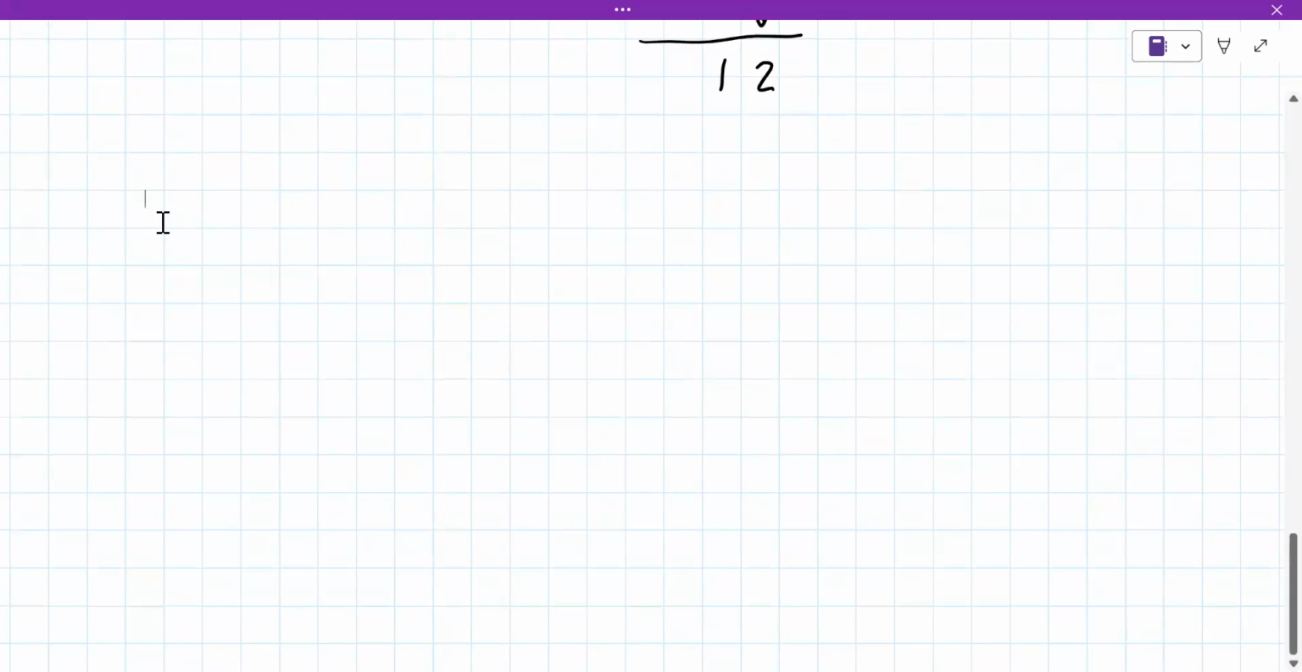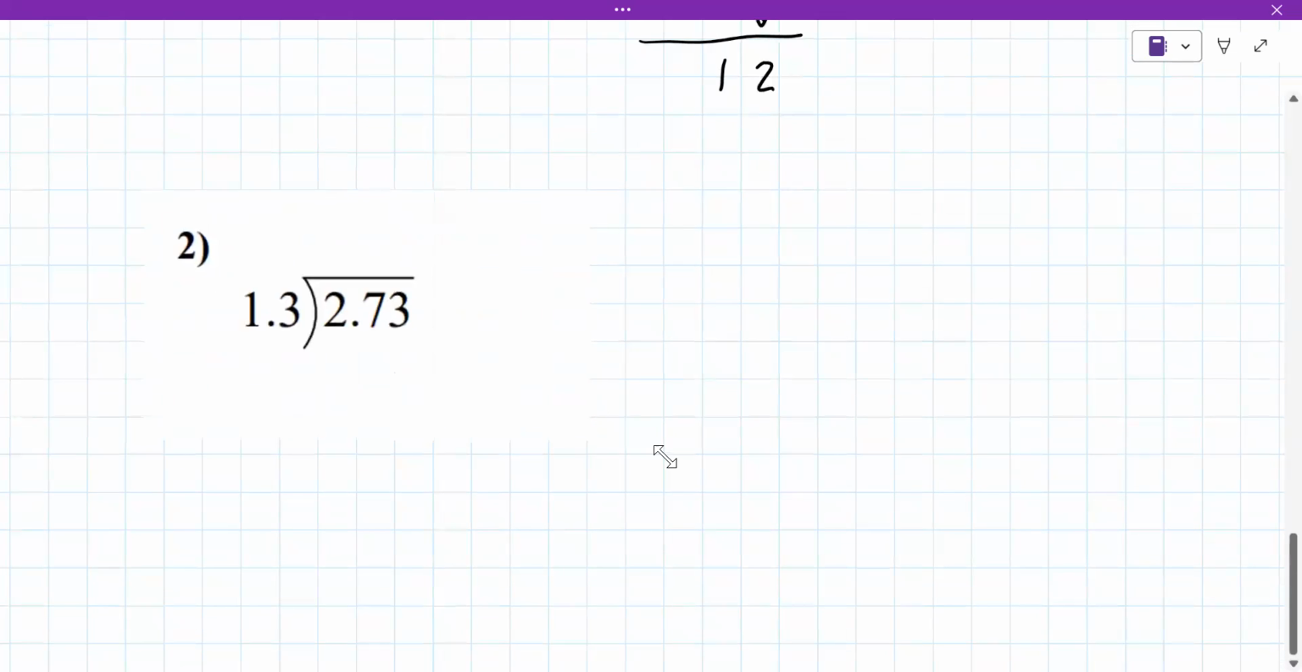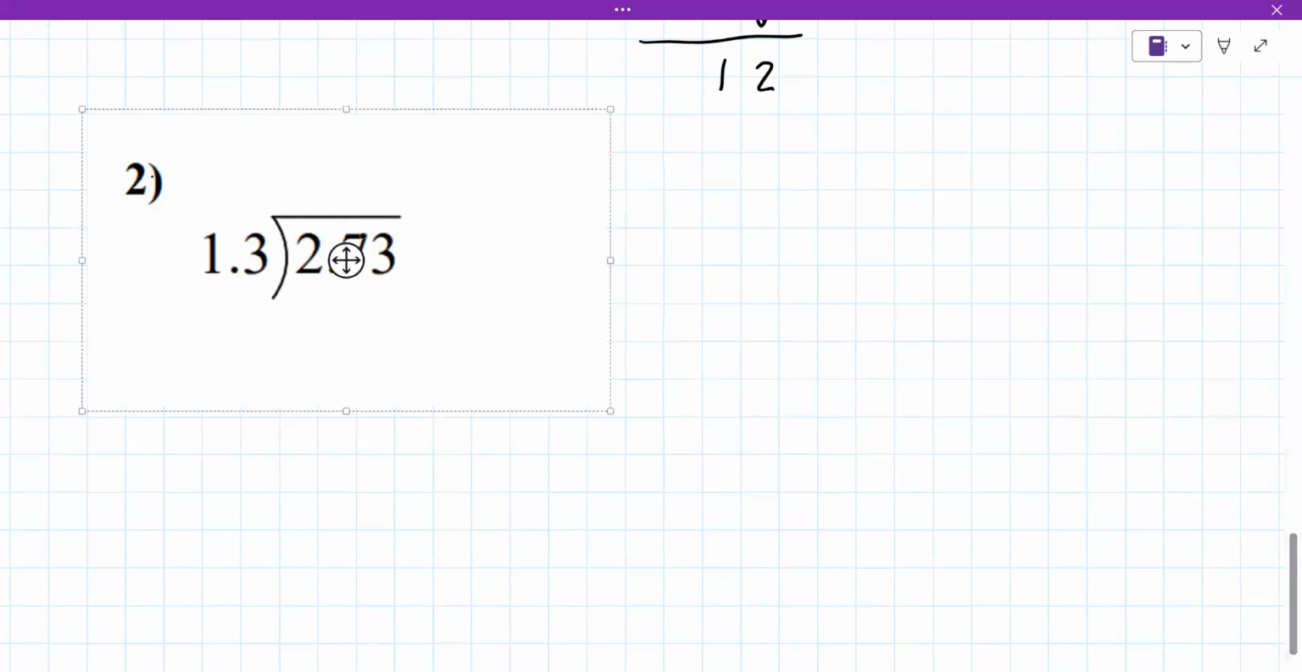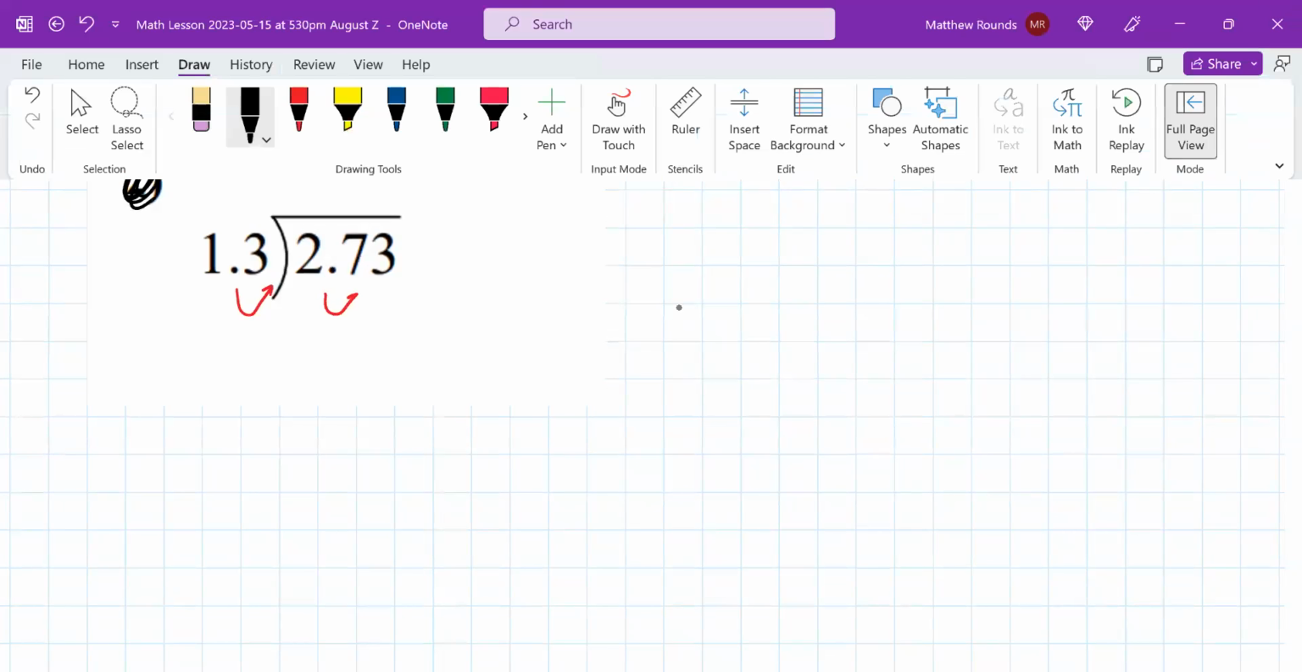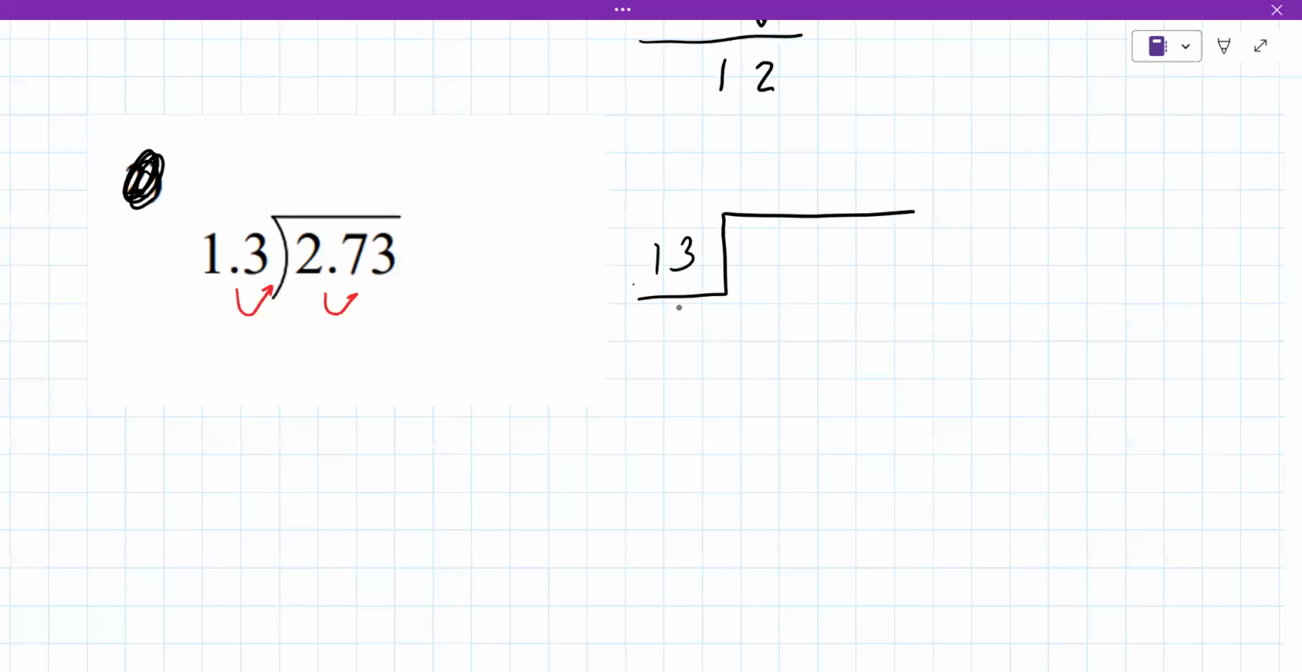All right, so let's look at a couple more here. This is just another problem like we just did, you have to move the decimal over. You do it for both though. And you really want to rewrite it. That way you're not compelled to write something bad.